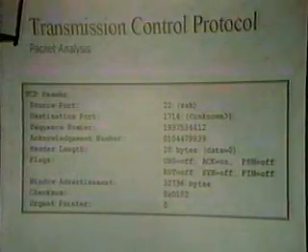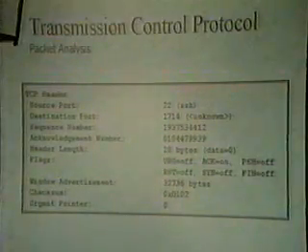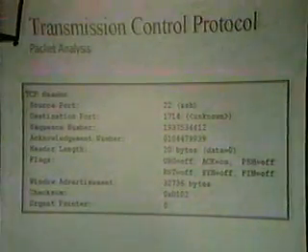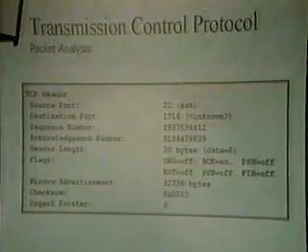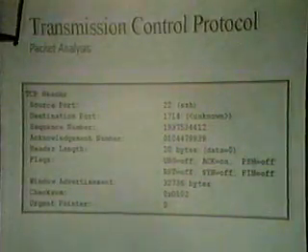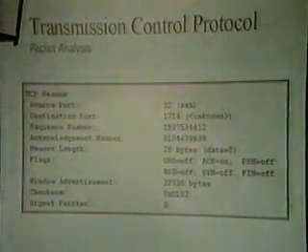The window advertisement is 32,736 bytes. This is how many bytes of data our remote host is willing to accept at that particular time. We also have our checksum, which is used by the receiving host to ensure the data being sent across the wire is not being corrupted, and our urgent pointer is set to 0 because the urgent flag is off.